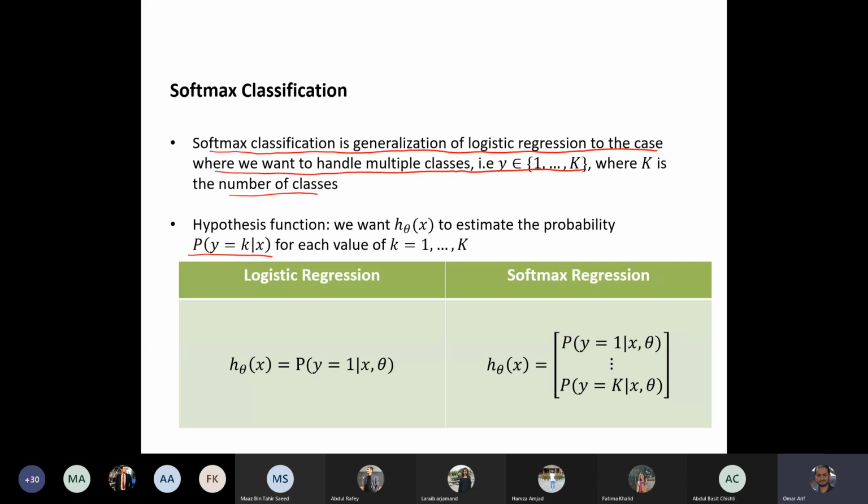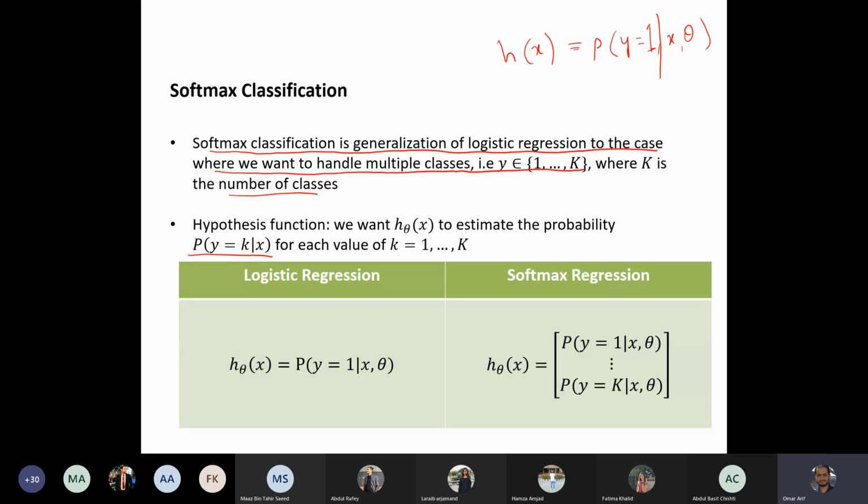What this says is that before we had just one output. In the case of logistic regression, where there were only 2 classes, we had only 2 outputs. So it was enough to predict one probability, because the probability that it belongs to the other class we can easily compute using 1 minus this probability.